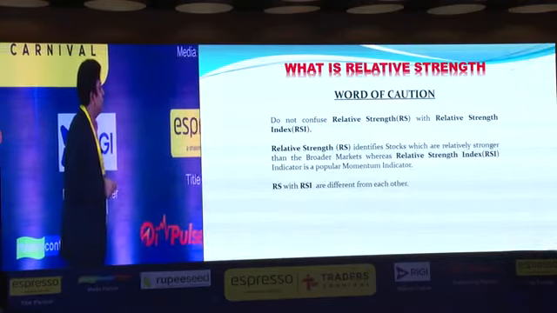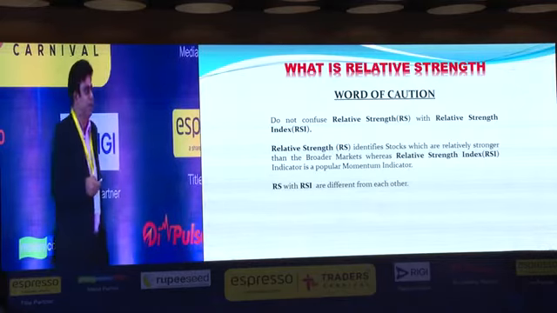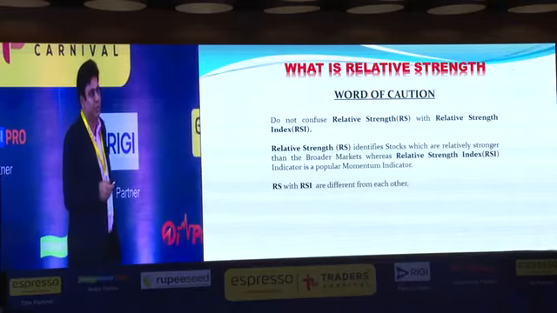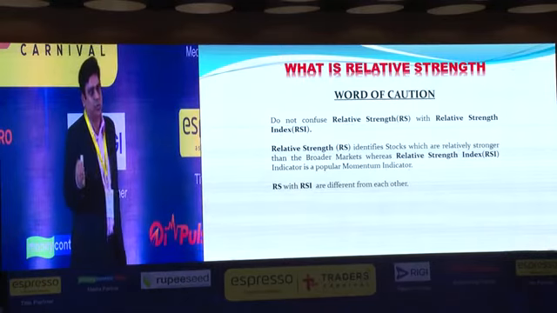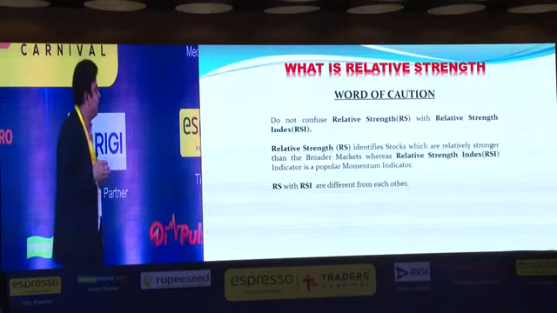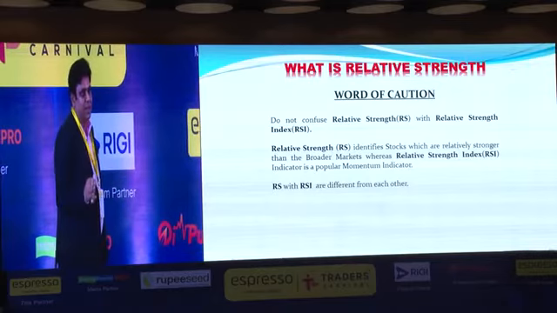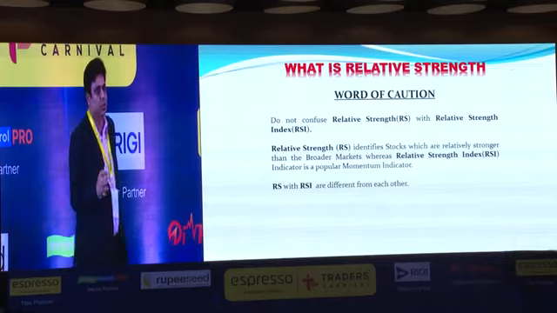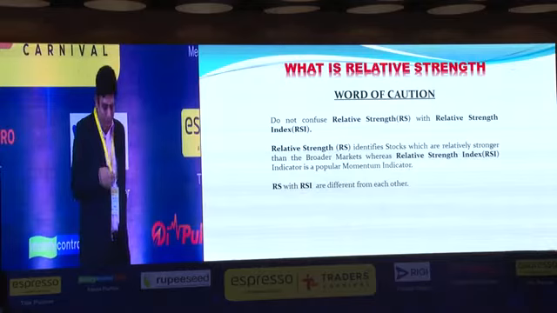So a word of caution before we proceed with this session. Friends, do not confuse relative strength with relative strength index. These are two different things. Relative strength is a concept of identifying strong stocks and sectors, whereas relative strength index is a popular momentum indicator. So RS and RSI are different from each other. They have nothing to do with each other. RS is about strong stocks and strong sectors, and RSI is a momentum indicator, as we all know.